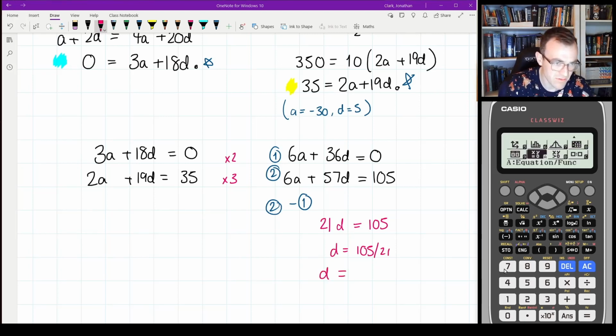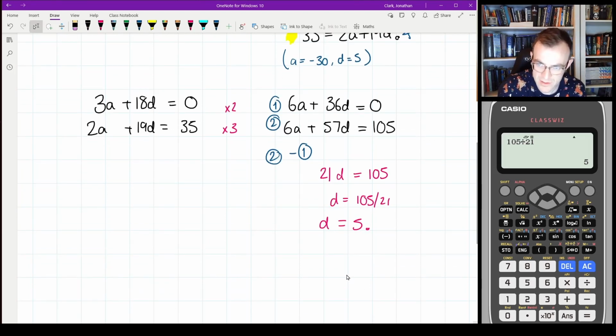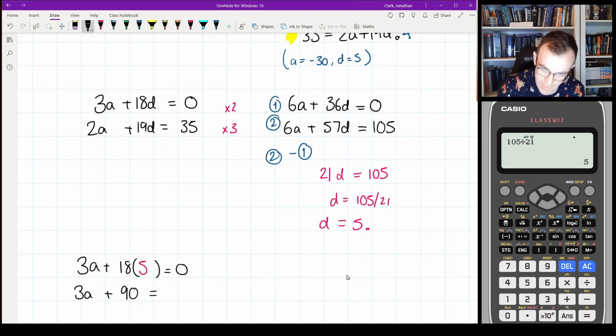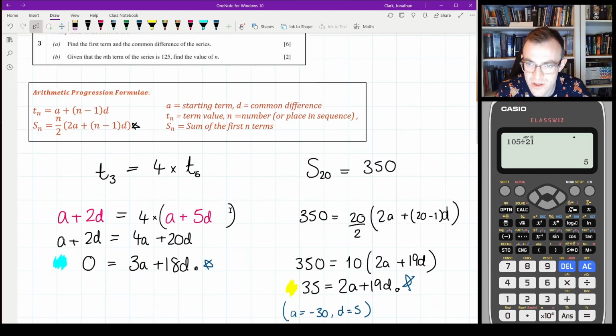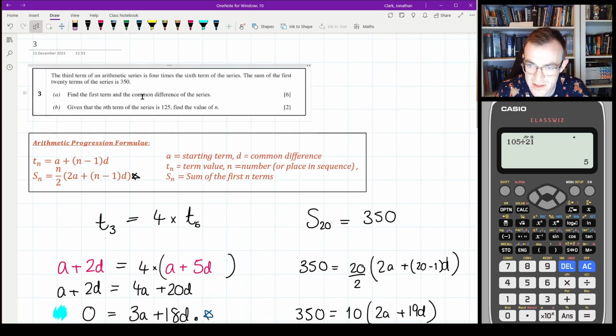I'm hoping this works out as 5. Let's just double check. Yeah, cool. Says the d value, and let's plug it back into an original equation. D is 5. Yeah, that's going to work out just fine. There we go. Great. That's the first term worked out, and that's the common difference worked out. So I've got that first one sorted.